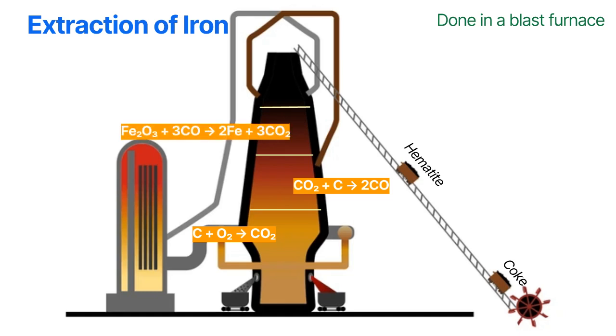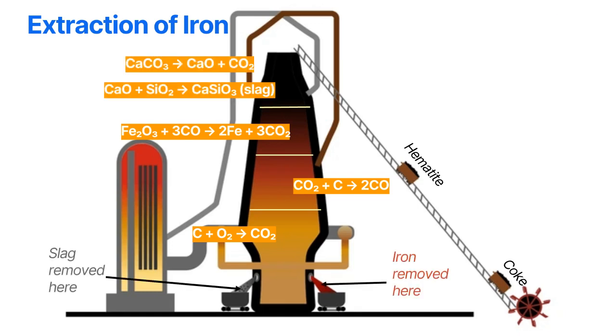Now comes the key step. Carbon monoxide reacts with iron 3 oxide from the hematite. The iron 3 oxide is reduced to molten iron, while the carbon monoxide is oxidized to carbon dioxide. The molten iron sinks to the bottom of the furnace, where it is collected. Exam tip: always give the balanced equation for this reaction in exams. It shows reduction and oxidation clearly.